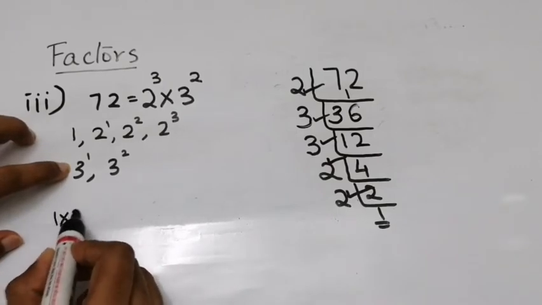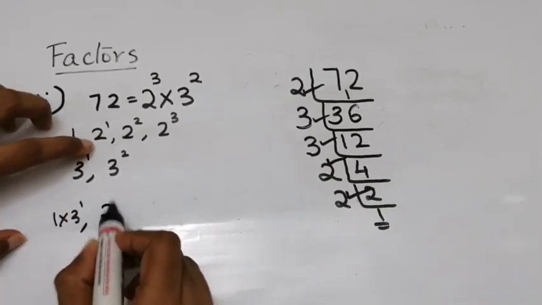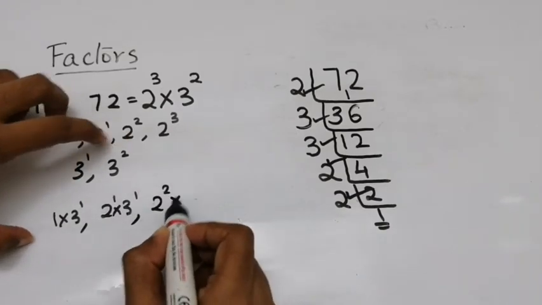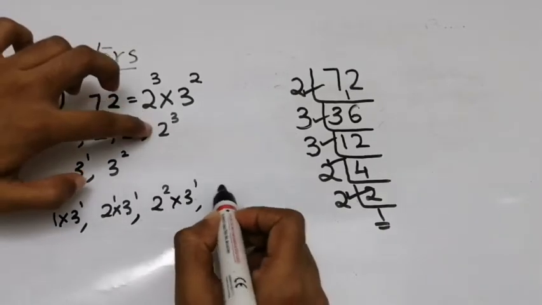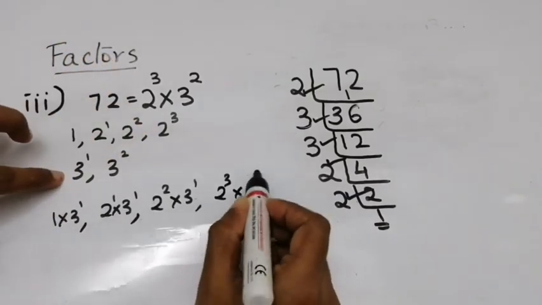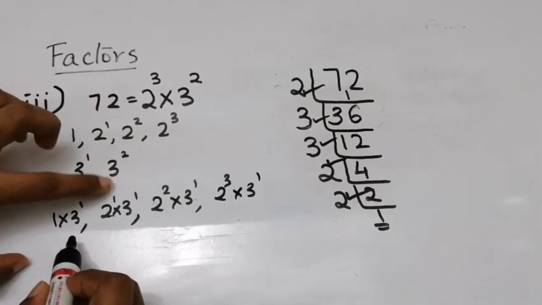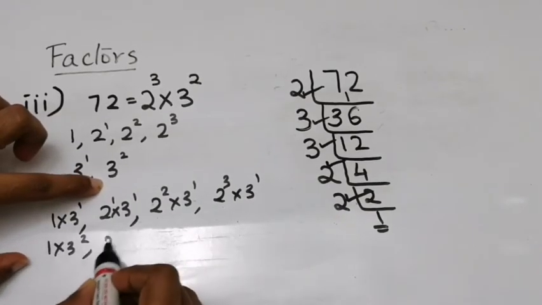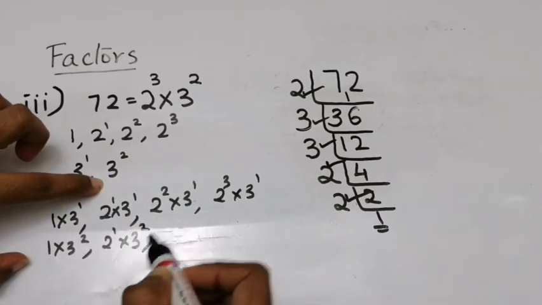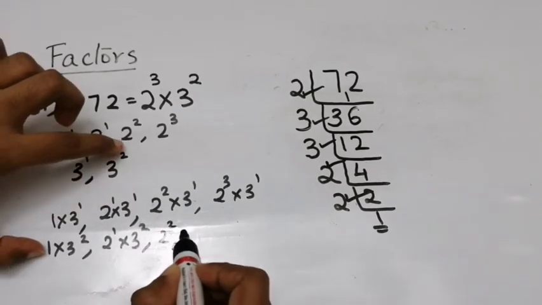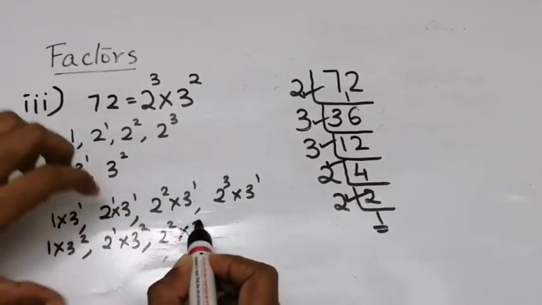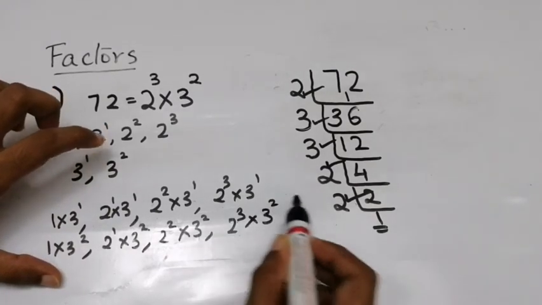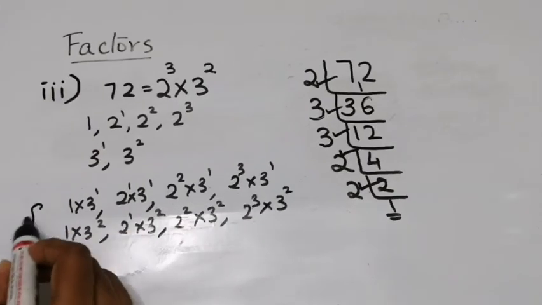1 into 3 to the power 1, 2 to the power 1 into 3 to the power 1, then 2 to the power 2 into 3 to the power 1, 2 to the power 3 into 3 to the power 1. Next with 3 to the power 2: 1 into 3 to the power 2, 2 to the power 1 into 3 to the power 2, 2 to the power 2 into 3 to the power 2, 2 to the power 3 into 3 to the power 2. So these are the factors.